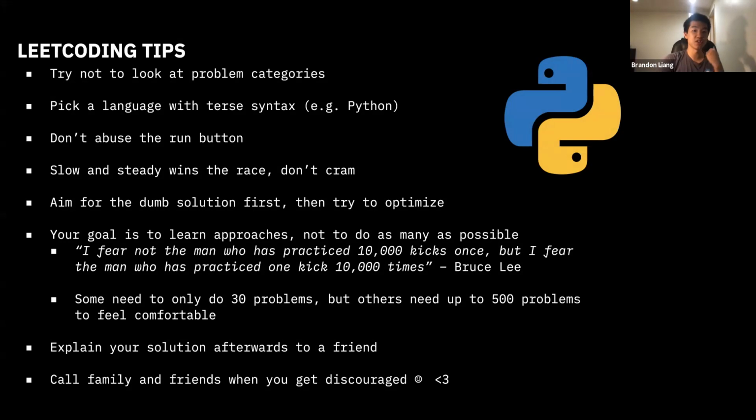Can everybody see the slide I'm on right now, LeetCoding tips? Yes. Cool.